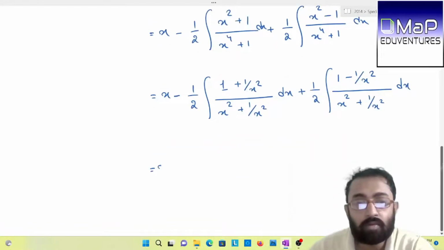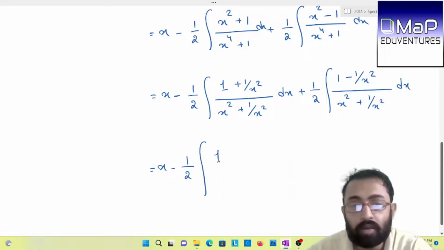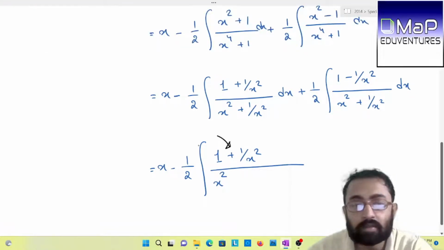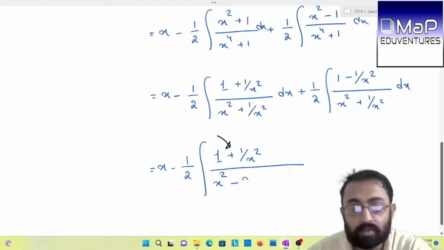Now we will be completing the square in the denominator. The numerator will remain unchanged. So in the denominator we will have x squared. Now observe that in the numerator we have plus, so we will be forming a complete square using minus. So minus 2 times x into 1 by x, plus 1 by x squared, and you have to remove this 2, so plus 2.